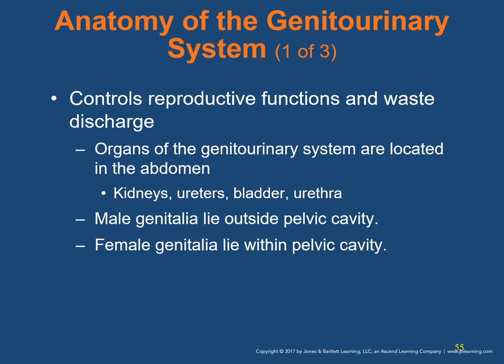Anatomy of the genitourinary system. The genitourinary system controls reproductive functions and waste discharge. Organs of the genitourinary system are located in the abdomen. Kidneys are solid organs. Ureters, bladder, and urethra are hollow organs. The genital system controls reproductive processes. The male genitalia lie outside the pelvic cavity except for the prostate gland and seminal vesicles. The female genitalia are contained entirely within the pelvis except for the vulva, clitoris, and labia.